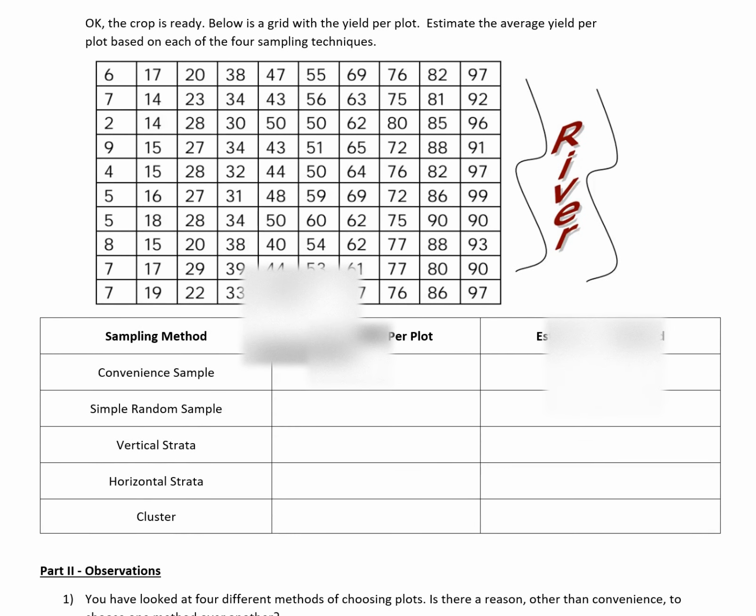I'm going to start you on this and then you're going to have to finish. Okay, so below they're giving us the yield per plot. So we want to estimate the average yield based off of each of our sampling techniques. Okay, so if we go to convenience sample, if you flip back to the convenience sample, remember we picked every plot in column 1. Okay, so if I add up all those numbers and divide by 10, that's going to give me my mean yield per plot.